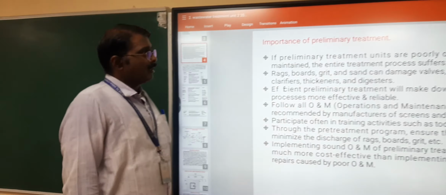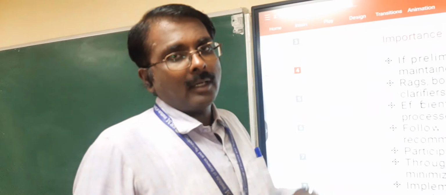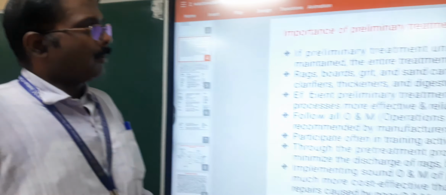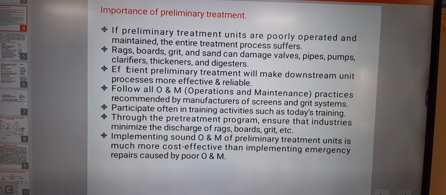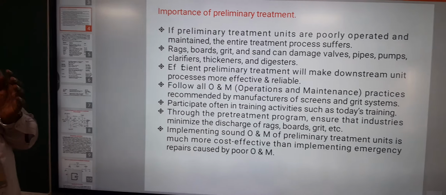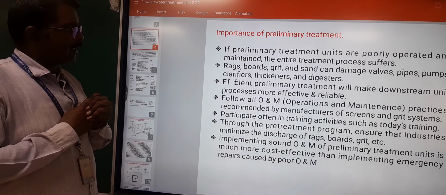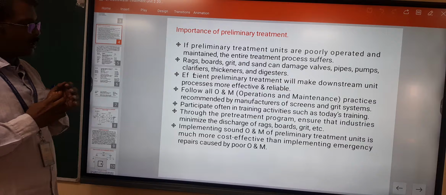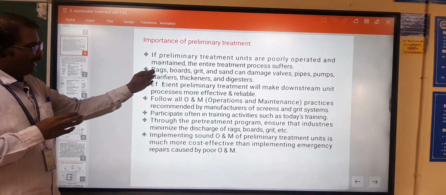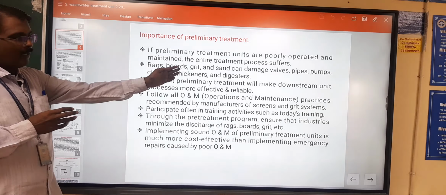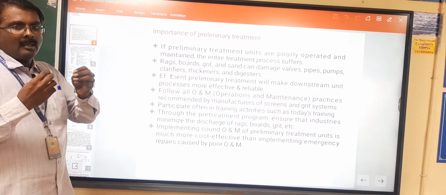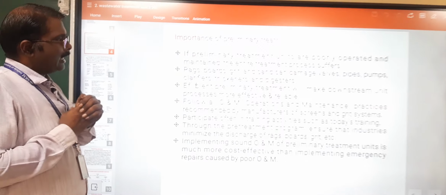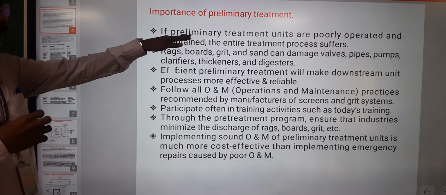In today's lecture, we are going to talk about the preliminary method of treatment of industrial wastewater. The preliminary treatment unit mainly focuses on the removal of visible impurities from the wastewater. For example, if the wastewater has rags, boards, grit, leaves, or tree trunks, those things can be removed with the help of the preliminary treatment method.